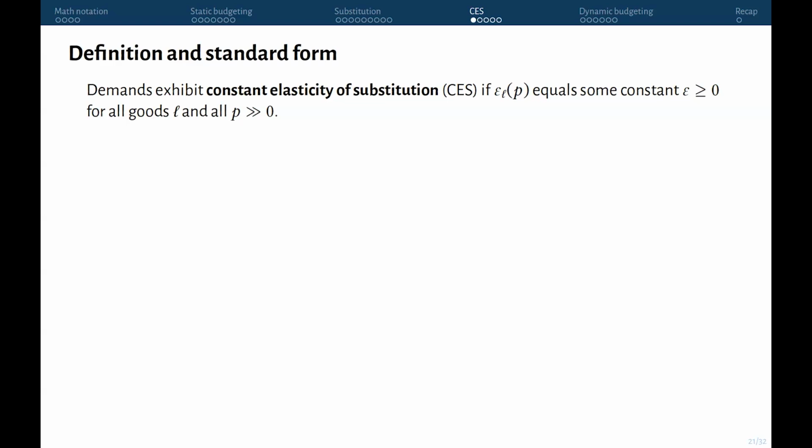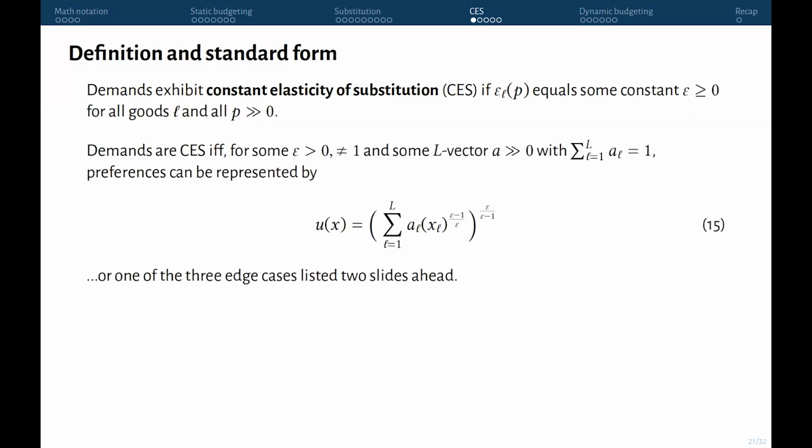Well, something that does the trick, and might be more than you need, more than separability, is constant elasticity of substitution. Your demands exhibit constant elasticity of substitution if, for any good, when you increase the price of that good by 1%, the amount of that good that you buy falls by some constant percent, and the amount that you buy of everything else rises by that same proportion. That's the same for all goods, and regardless of what price ratio you're starting out at.